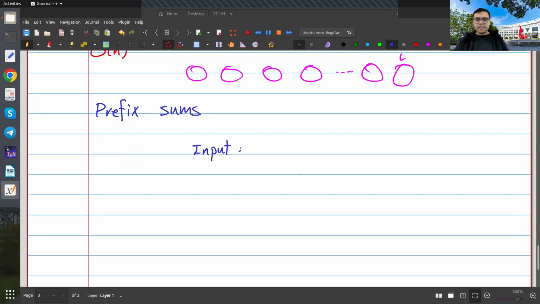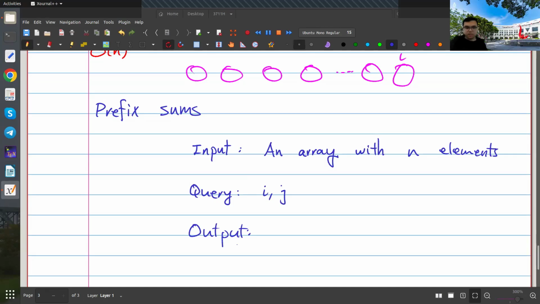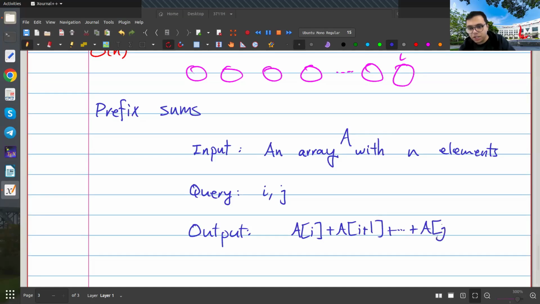So let's say my input is, again, an array with n elements. And let's say that I have to answer a bunch of queries. And every time a query just gives me two indices i and j. And as the output for this query, I have to write the sum of all the elements from index i to index j. Okay, so let's say my array was A. I have to write A_i plus 1 all the way to A_j.